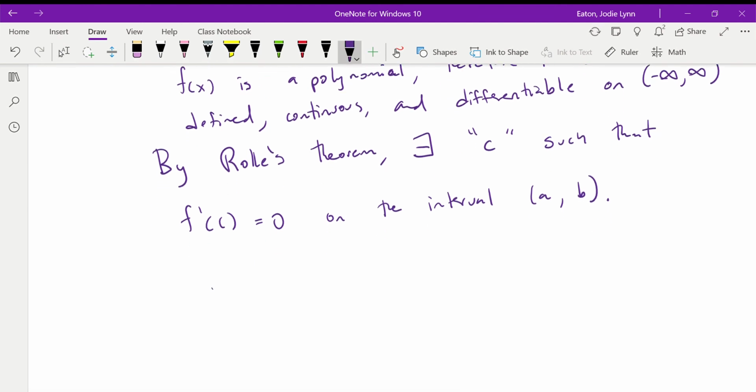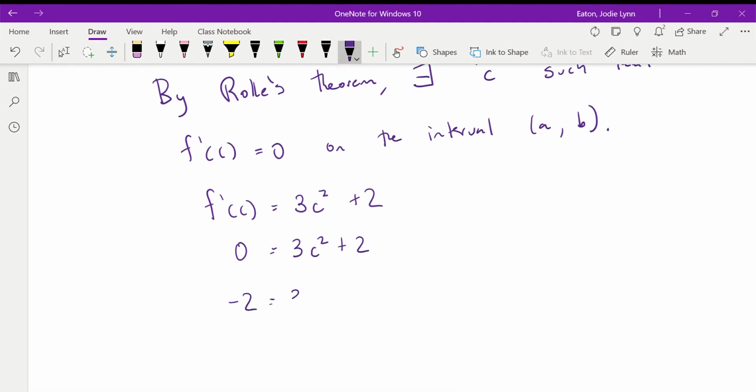f prime of c equals 3c squared plus 2. So we take the derivative, we get 3c squared plus 2. We set that equal to 0. We get 0 equals 3c squared plus 2. So negative 2 equals 3c squared. But this cannot be. Oh no! So we have what we call a contradiction. This can't happen. We can't have a c.